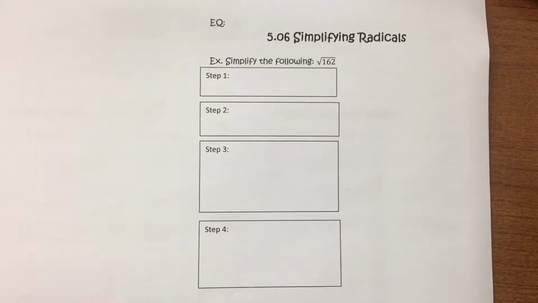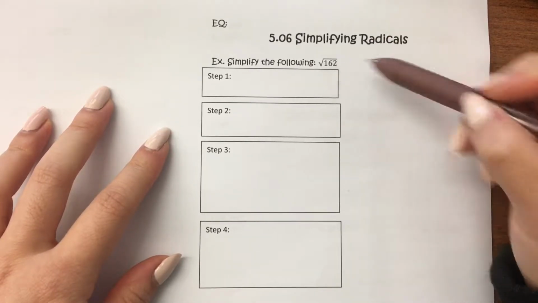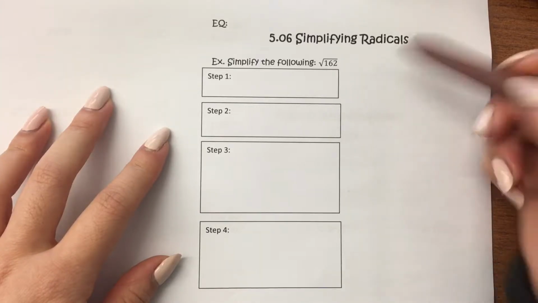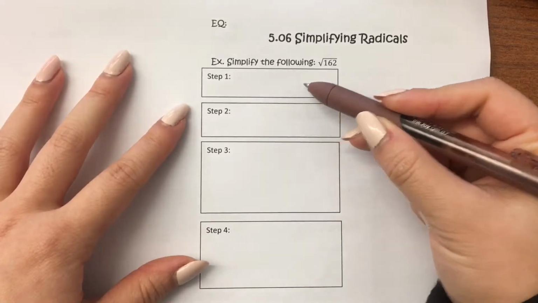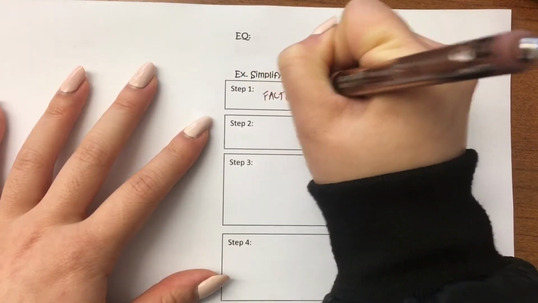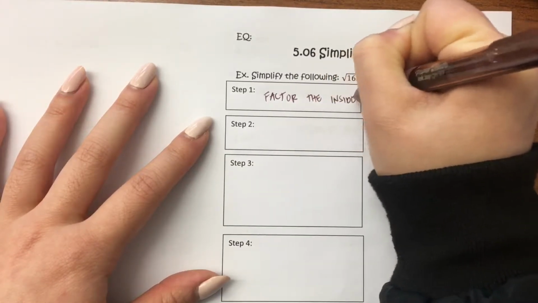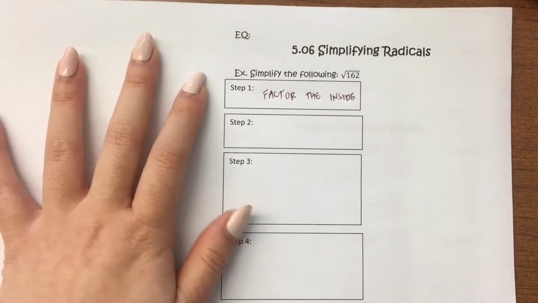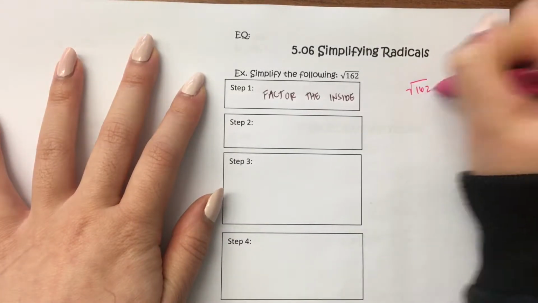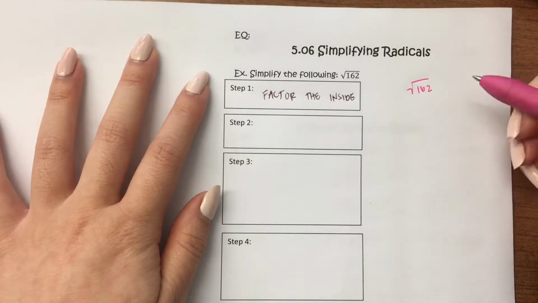All right, guys, today we are focusing on simplifying radicals. So for example, over here, we have radical 162, or the square root of 162. The first step I'm going to go ahead and write over here. We're going to say the first step is to factor the inside. So we're going to go ahead and factor 162 by using the factor tree.